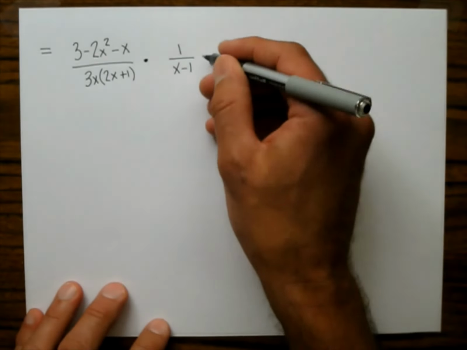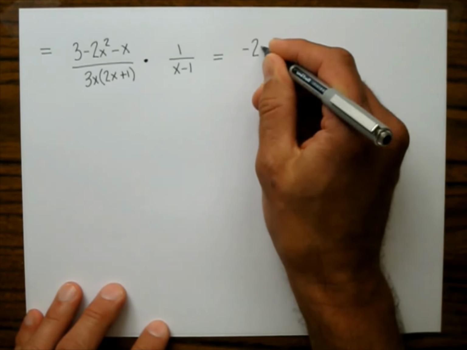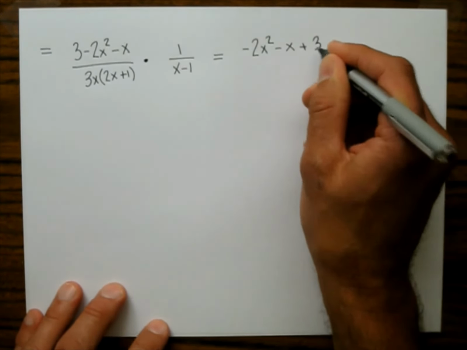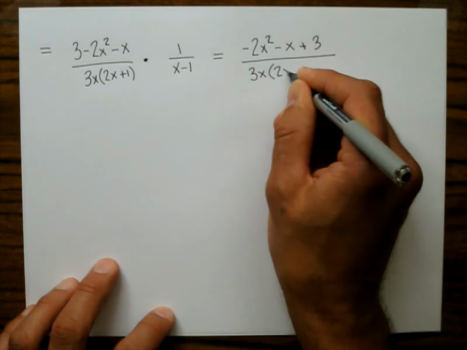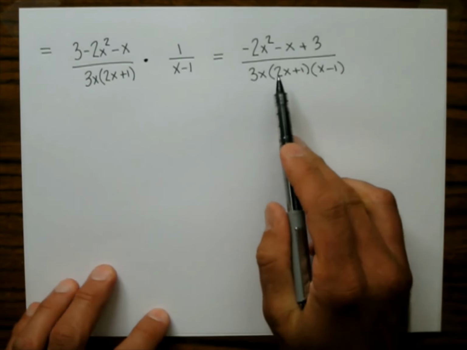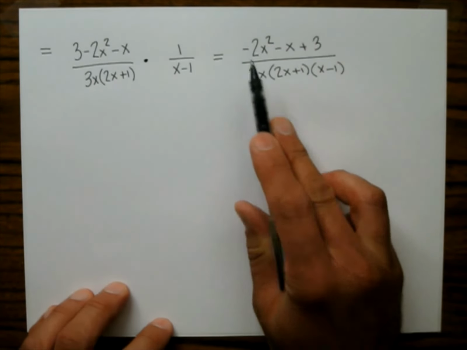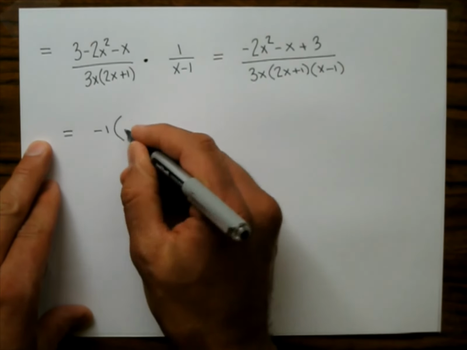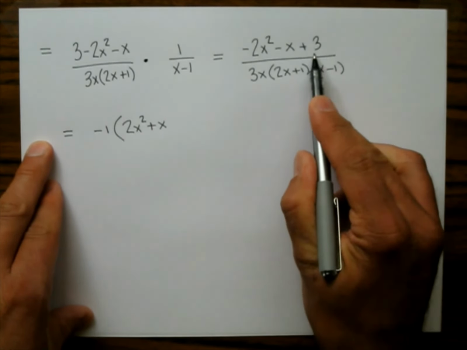The next thing I'm going to do is try to arrange these so the x squared is first. So negative 2x squared minus x plus 3 on the top, and on the bottom I have 3x times 2x plus 1 times x minus 1. Okay, so I'm going to see if I can factor that trinomial. And I don't like to factor trinomials when there's a negative in front. So I'm going to factor a negative 1 out front. This is going to give me a 2x squared plus an x and then minus a 3.